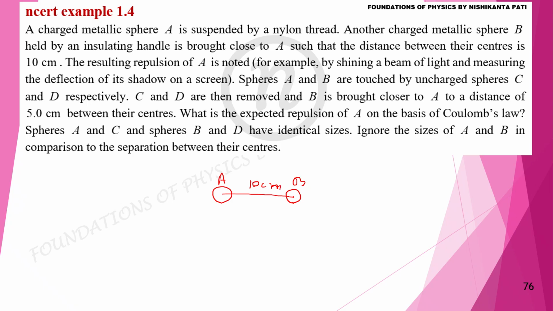A charge let Q1, B charge let Q2. Since they repel, the charges are like charges. Sphere A and B are touched by uncharged sphere C and D respectively. C and D are then removed.